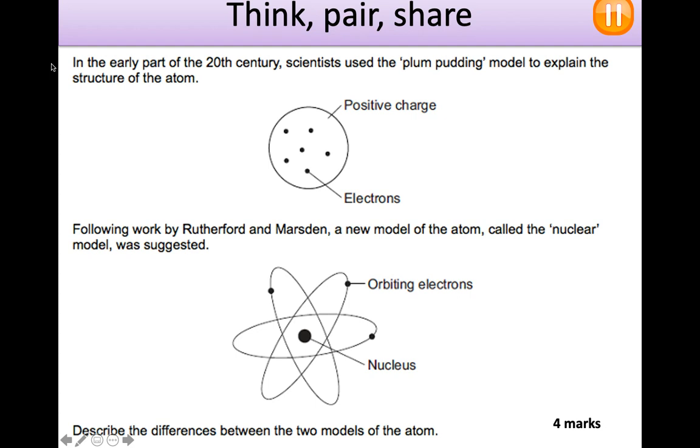So the first part: in the early part of the 20th century, scientists used the plum pudding model to explain the structure of the atom. There's a diagram. Following work by Rutherford and Marsden, a new model of the atom called the nuclear model was suggested. There's another diagram. So your task is to describe the differences between the two models of the atom. So you can use the diagrams to help you. It's worth 4 marks. Okay, so that means you need to say 4 things. So think about it on your own and then see if you can go and find someone else to have a chat about your answers with and see what they think. Pause the video.